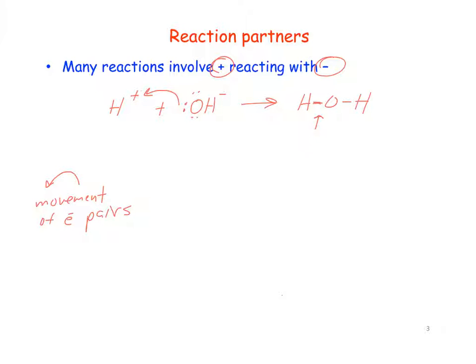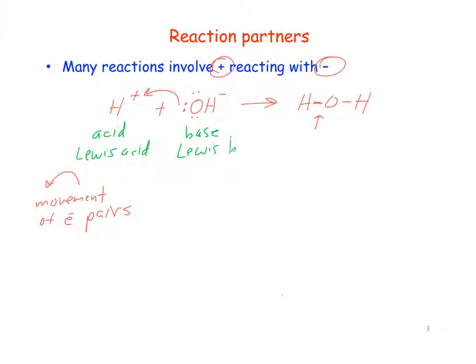Notice we have plus reacting with minus. We can label these in various ways. We can call this an acid, and this a base. That's how we normally would do this, if we're just thinking about a proton donor or a proton acceptor. We could also think about it in terms of electrons, and then we could call this a Lewis acid. So it's an electron pair acceptor.